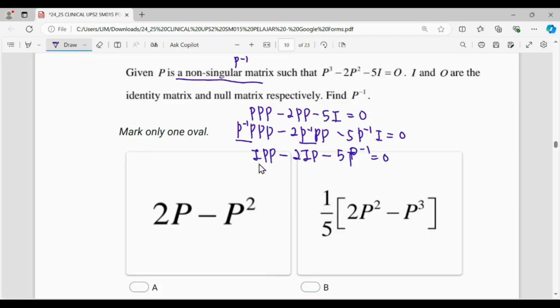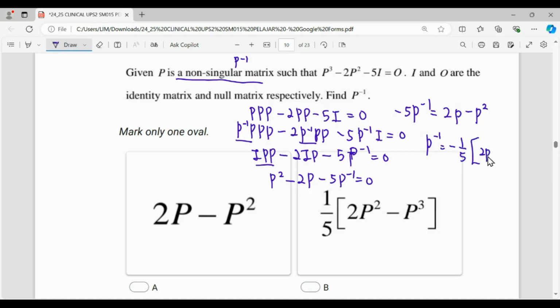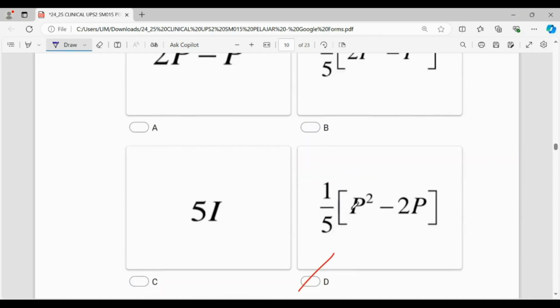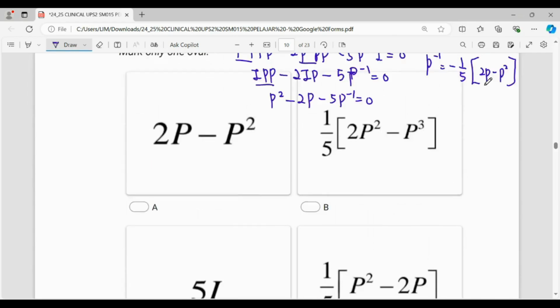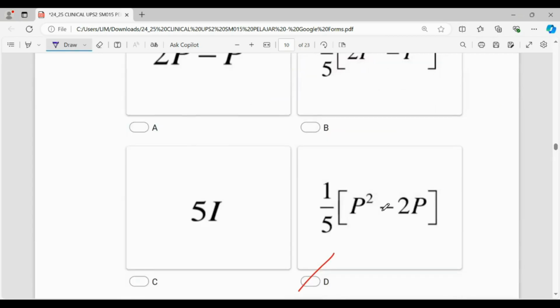So anything times with identity still maintains P inverse. Then we try to simplify. Identity times P here is P squared. Then identity times P here is 2P minus 5P inverse. So lastly, we move this to the right hand side, it will be 2P minus P squared. So to get P inverse, it will be divided by negative 5 for this. So here we have our option, although this negative is out here, when we expand it, it will be equivalent to P squared minus 2P.